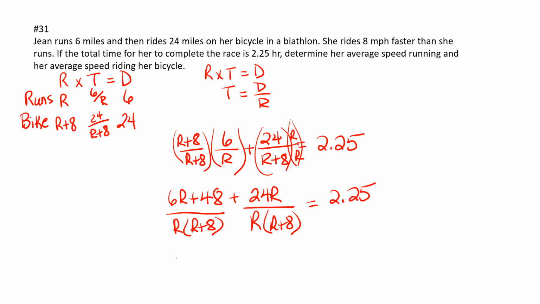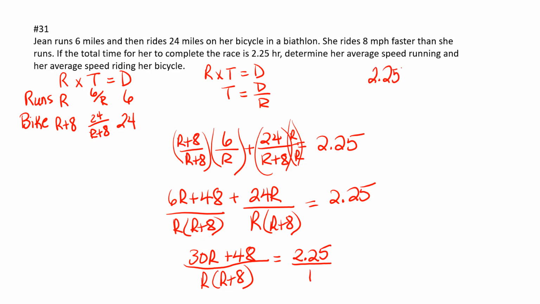If we write the left side as just one fraction altogether, since now we have a common denominator, that's going to be 30r plus 48 over r times r plus 8 equals 2.25, which we could write as 2.25 over 1. And now I'm going to cross multiply. So 2.25 times r times r plus 8 equals 30r plus 48.